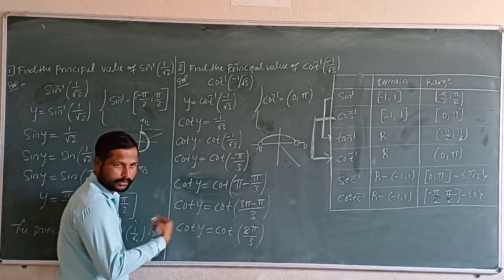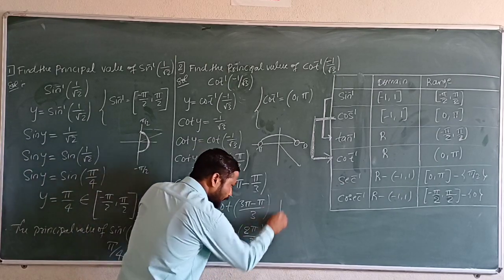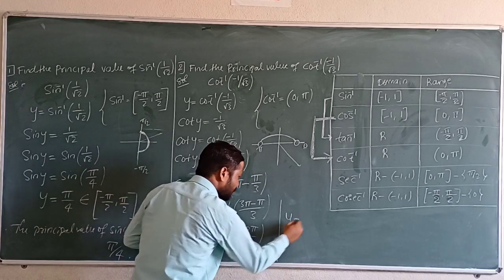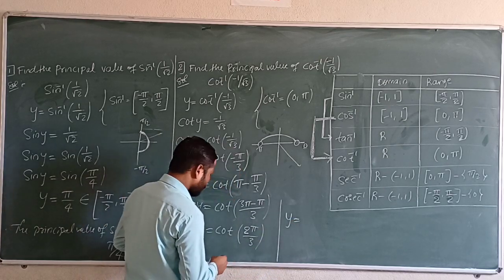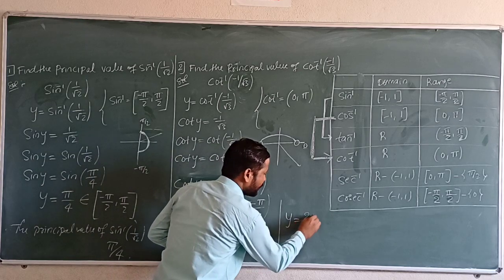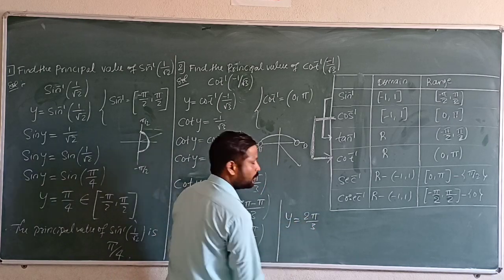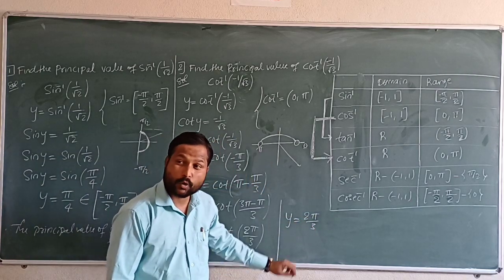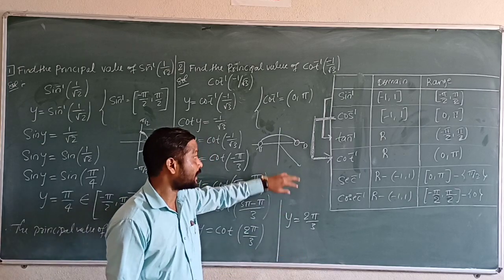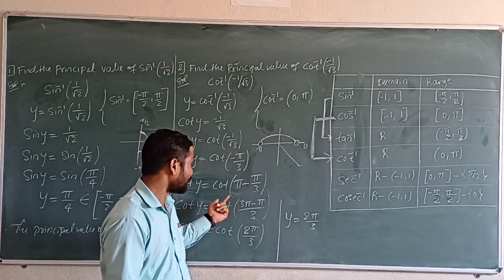Cot and cot cancel it up. Then take, what is the value here? y is equals to, what do we do? y is equals to 2 pi by 3 now. Now check, is 2 pi by 3 belonging to, lying in the given range? It did not come in that range.